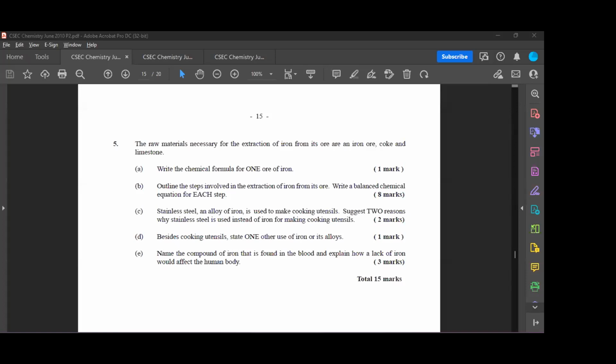All right. So it is rust resistant, stronger, more attractive, and reduces the transfer of iron to our body as well. And as was mentioned, it is less reactive. Apart from utensils, where else could you find iron being used?